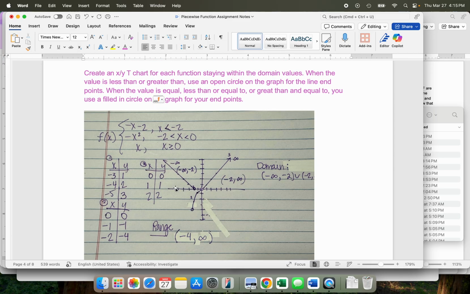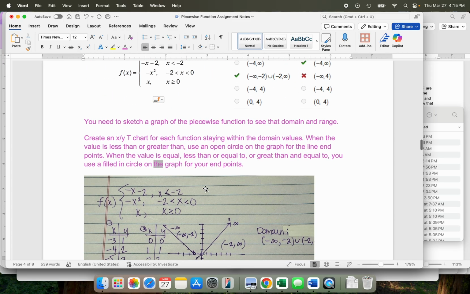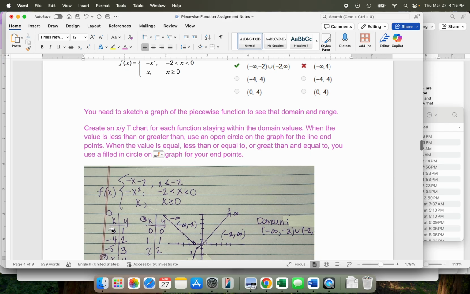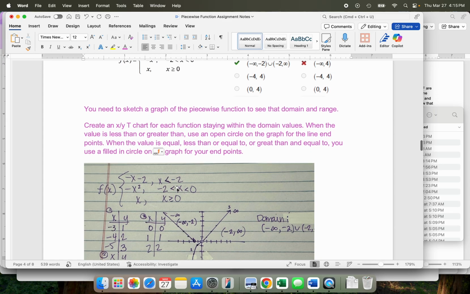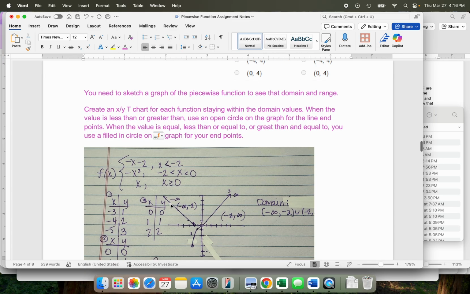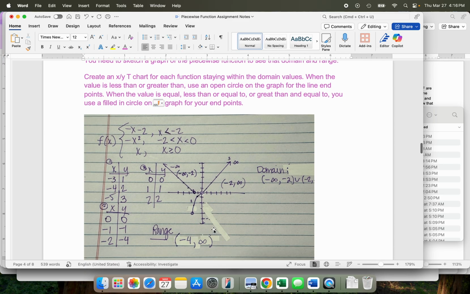I just sketched an axis, and then using the information that they gave me, I created X and Y T-charts and just chose some numbers that fit into those domain values, and then I created my quick little graph. When I graph in pen, I always make a mistake, so I made a mistake there, but I whited it up for you. Okay, and you know that an open circle indicates that it is just less than, it is not including that value.